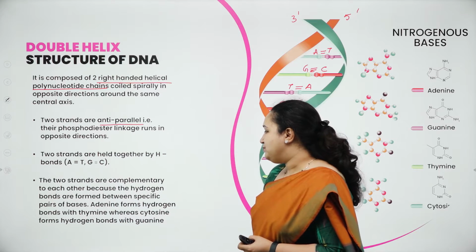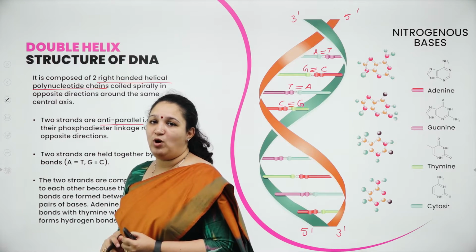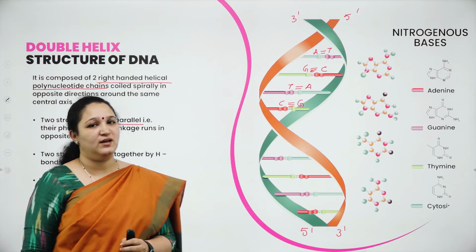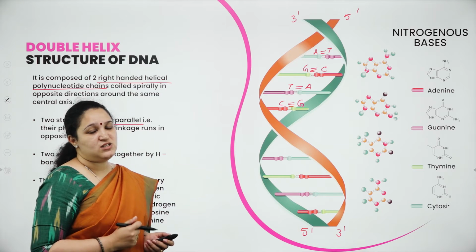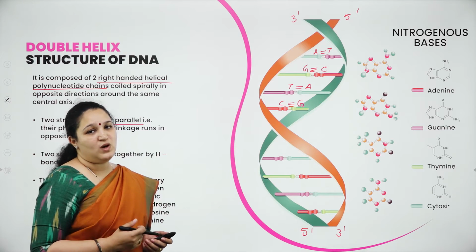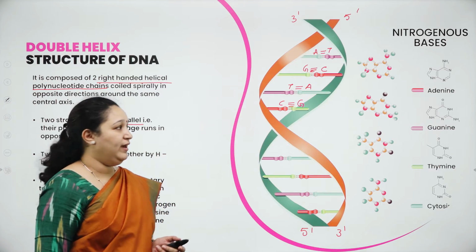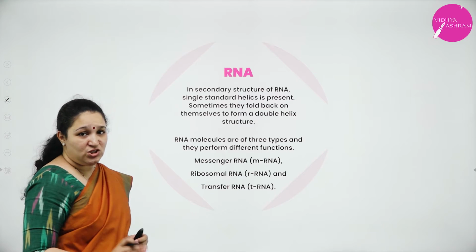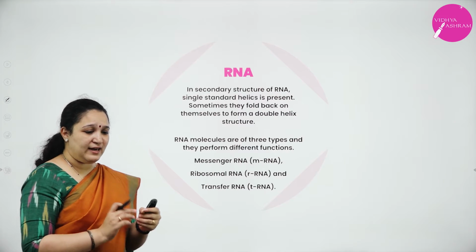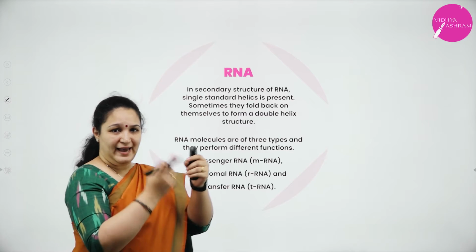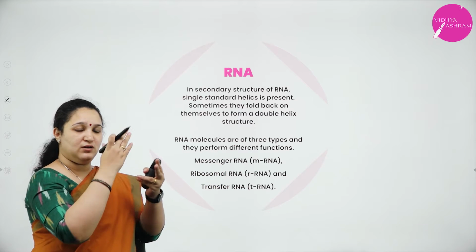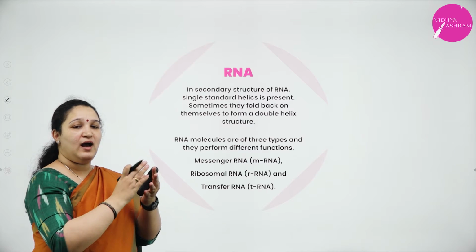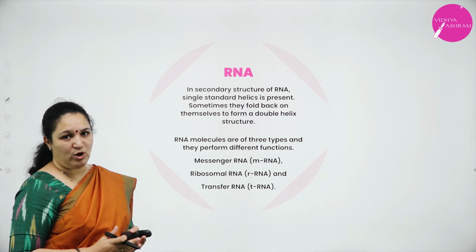Now this hydrogen bond is one which makes the DNA very stable. This is the double helical structure proposed by Watson and Crick. The secondary structure of RNA: RNA is a single stranded helical structure, but it is single stranded, but they can fold themselves back and they can get this hydrogen bond between them.